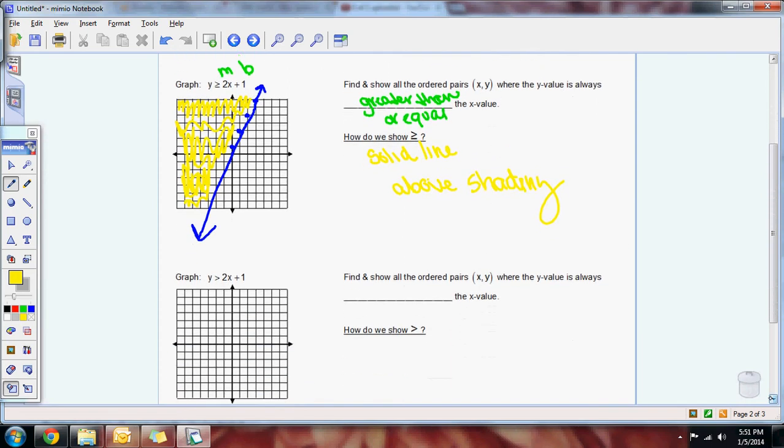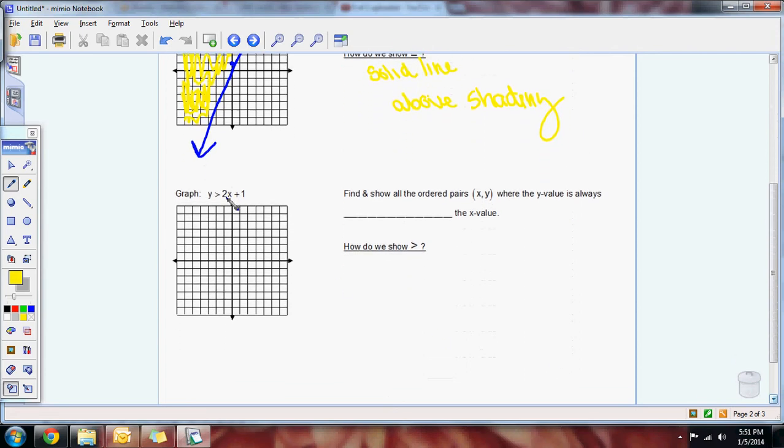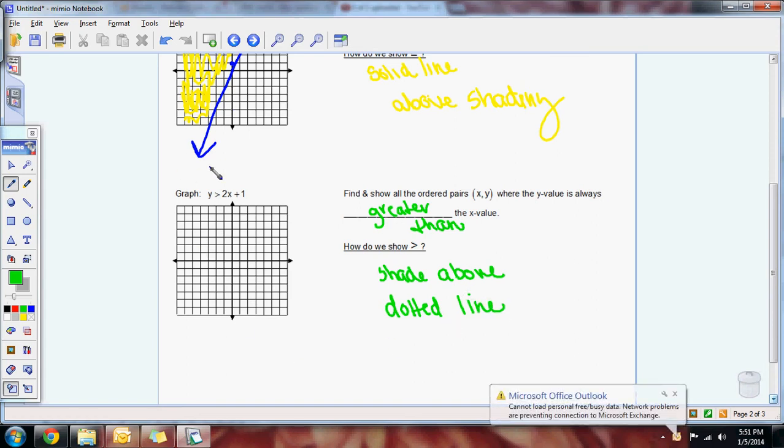So let's look at this one. Same type of problem, except it's not equal to. So we're just showing everything that's greater than in this one, not equal to. So how are we going to show just greater than? We're still going to shade above, like our first example. But in this case, instead of having a solid line, because it's not equal to everything on that line, we're going to have a dotted line. Okay, so it's going to be the same line, except that you're going to have a dashed or dotted line.